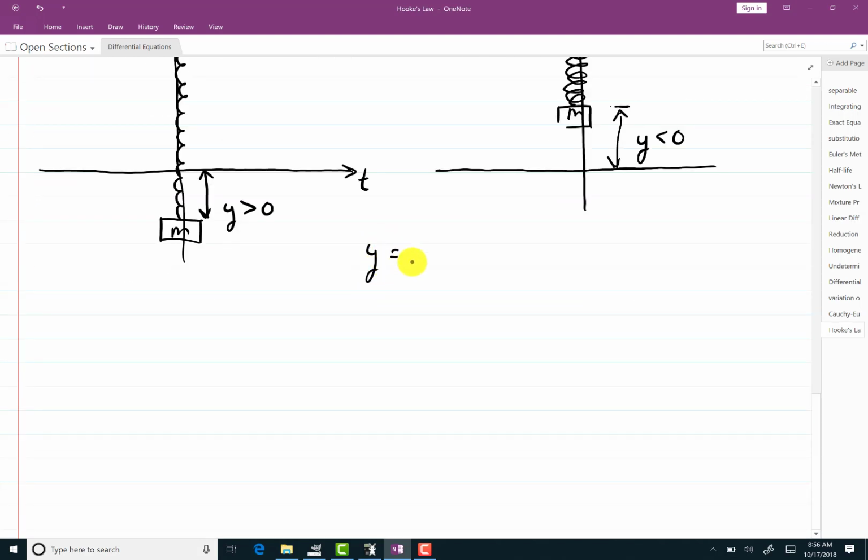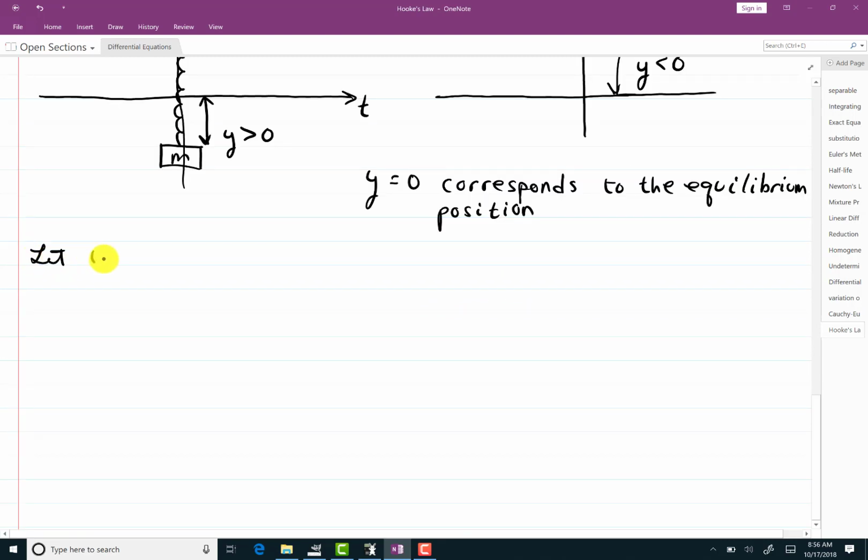Y equals 0 corresponds to the equilibrium position. Let the weight just hang with no movement. Equilibrium, in fact. So this is equilibrium.